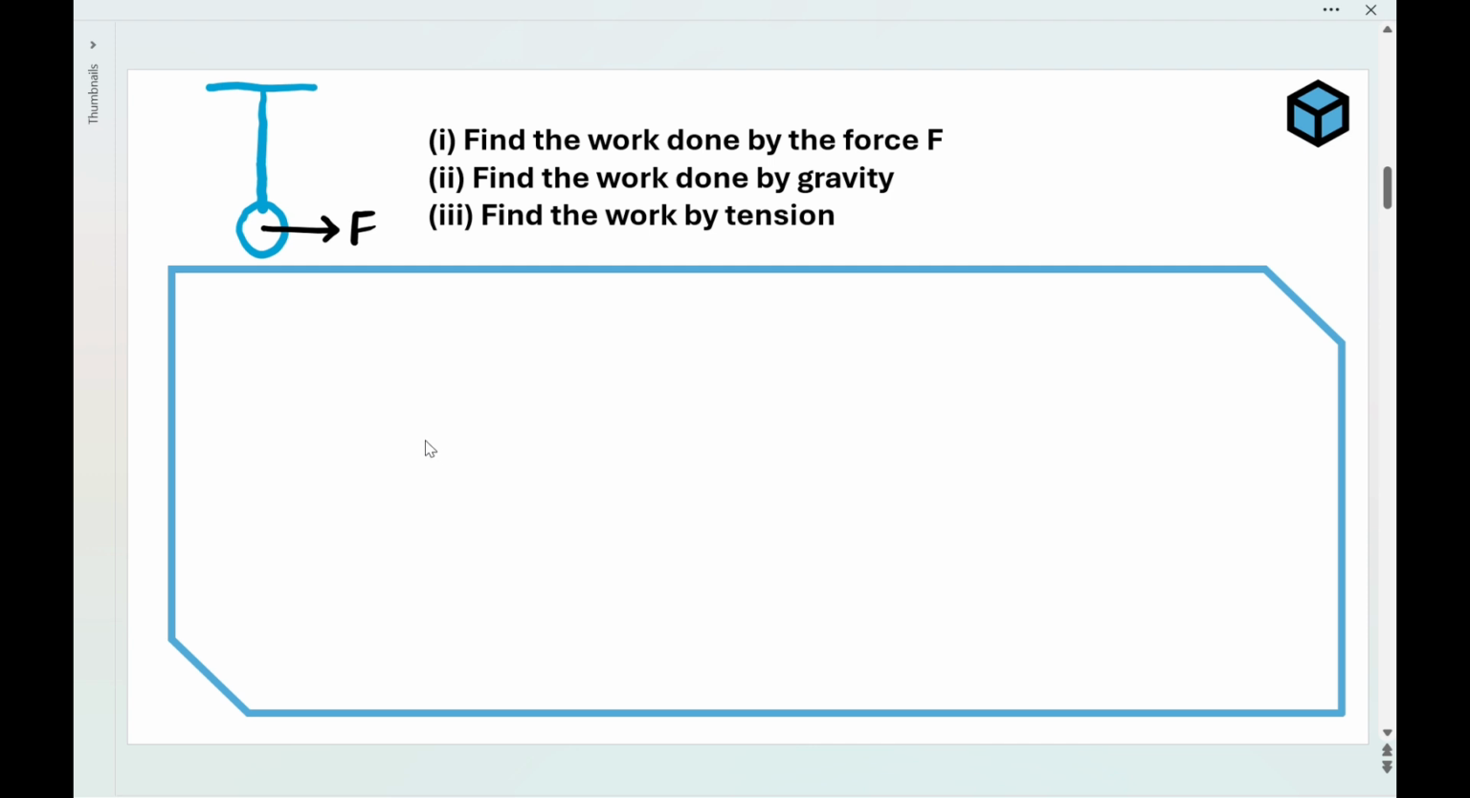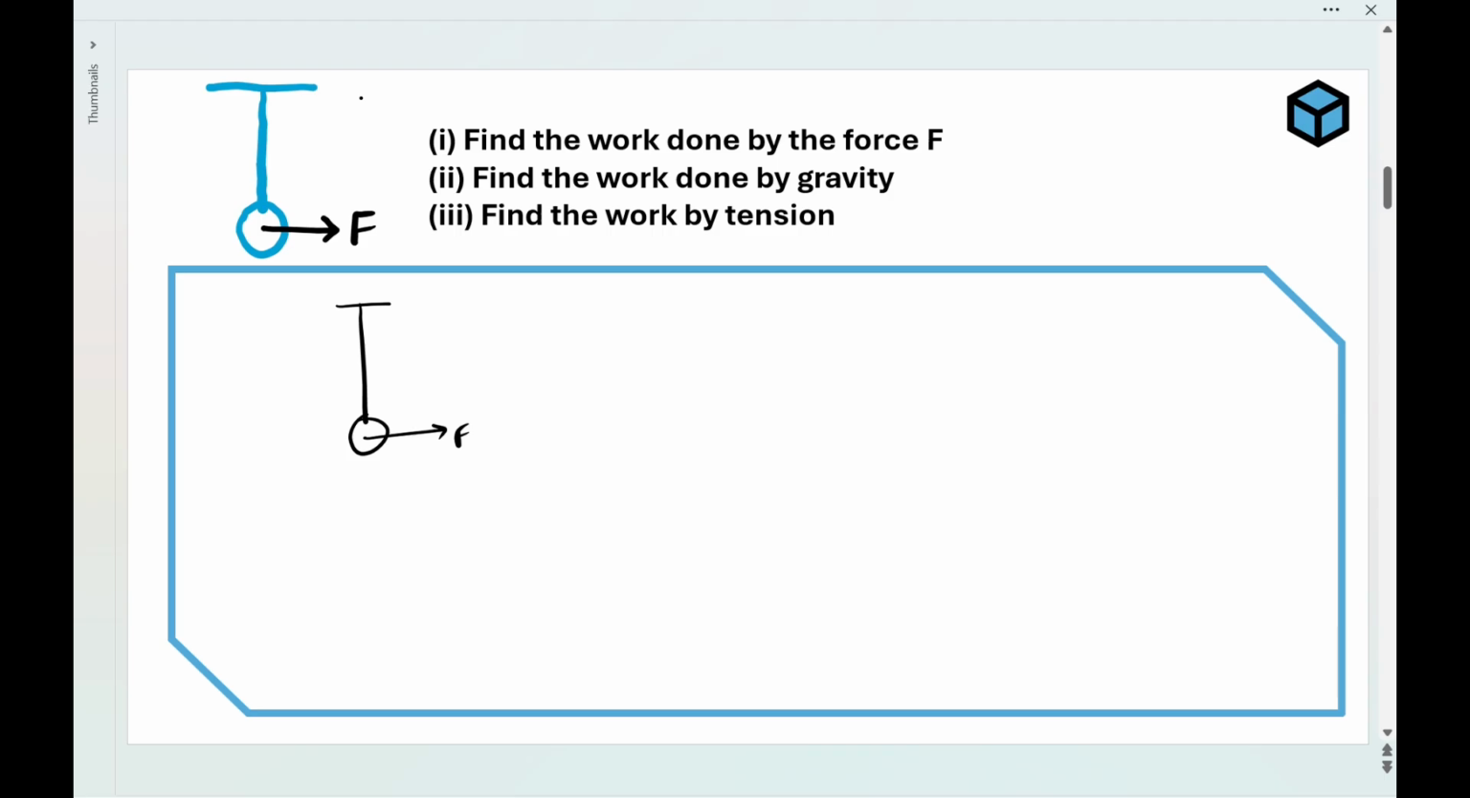In this example there is a simple pendulum which is acted upon by a constant horizontal force F, and the question asks us to find the work done by the force F, the work done by gravity, and the work done by the tension. So now let's draw this pendulum. Here the force is acting in... let me mention, this is a constant force and its direction and magnitude both are not changing.